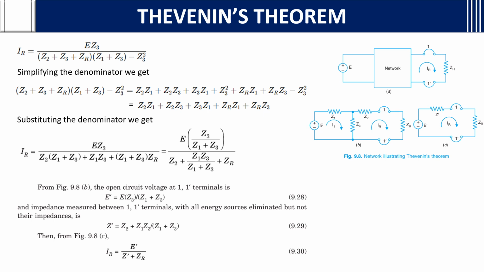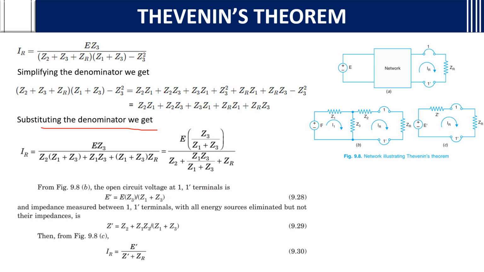Separately, simplify the denominator separately. What you will get is Z2 plus Z3 plus ZR, Z1 plus Z3 minus Z3 square. If you multiply this into this and minus Z3 square, you get it in this form. Then you can cancel these two, and you will get this equation. If you see these equations, you will understand.